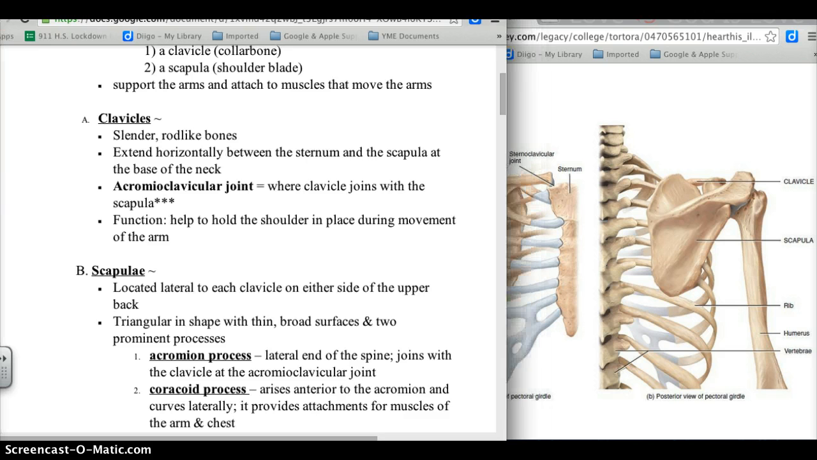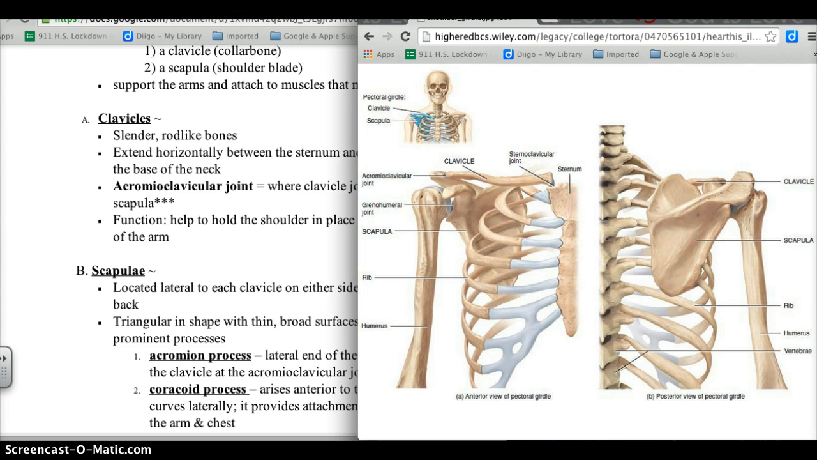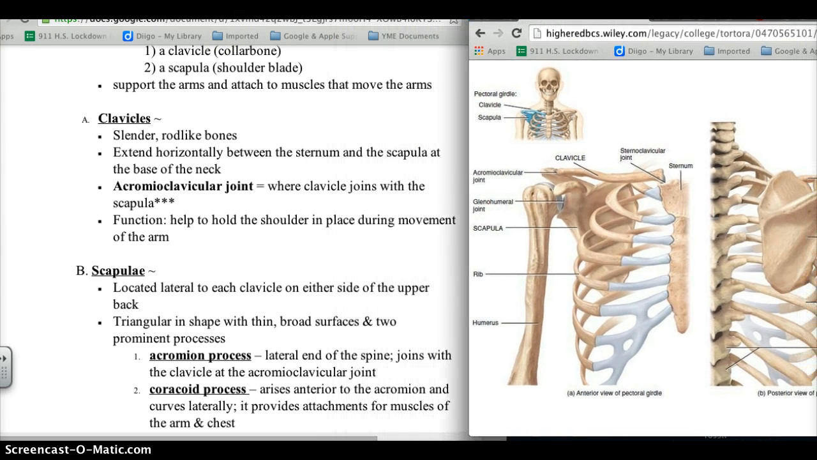I'll just shuffle it over a little bit like this. And we're going to look at the anterior view because that's where your clavicle is on the front. So here is the joint they're talking about. Your clavicle articulates with your scapula in two different spots. This one is the acromioclavicular joint, and then this process is called the coracoid process.